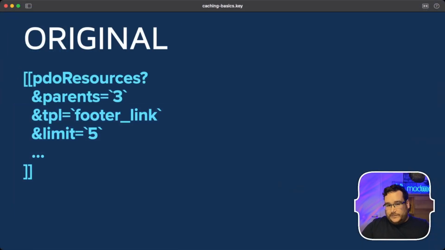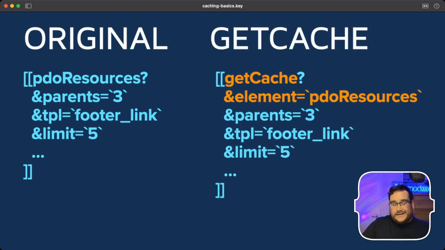getCache is a simple implementation of the internal caching APIs that MODX offers. The way we use it is by wrapping it around any snippet or chunk that may be relatively slow to generate. So here we are generating a list of resources with PDO resources. To implement global caching, we change the outer tag to getCache, and we specify the element property with PDO resources. So getCache is gonna internally call PDO resources to generate this list.